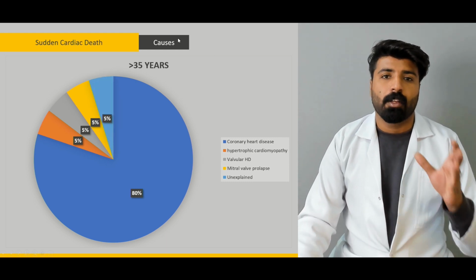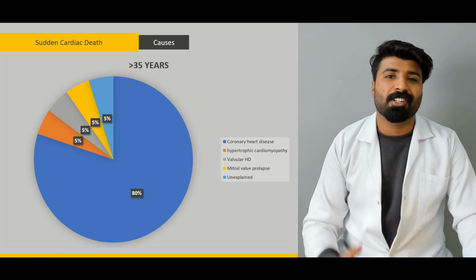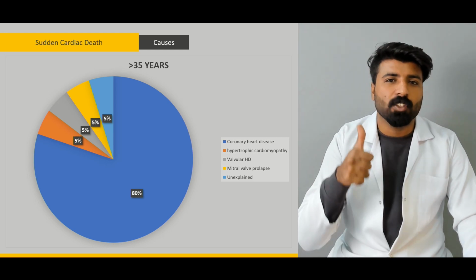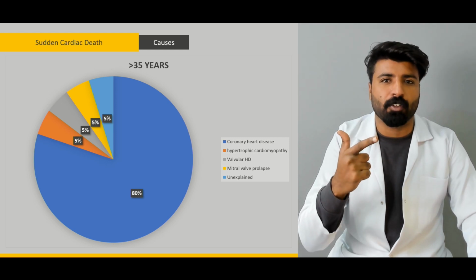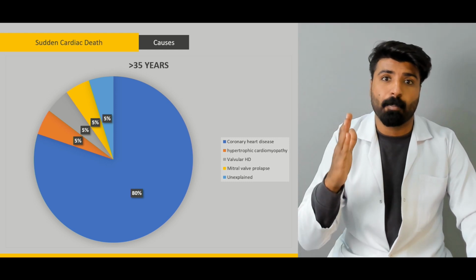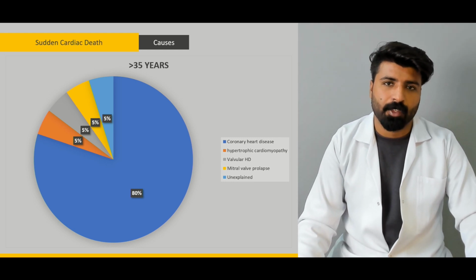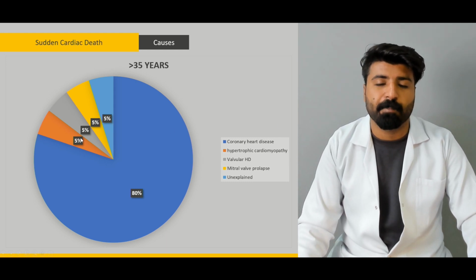So the idea here is that for patients who are below 35, what's the leading cause of death? Hypertrophic cardiomyopathy, left ventricular hypertrophy. And for patients who are above 35, what's the leading cause of death? It's coronary heart disease. And still, hypertrophic cardiomyopathy accounts for 5%.